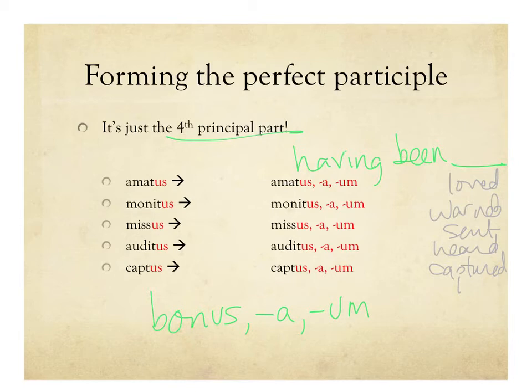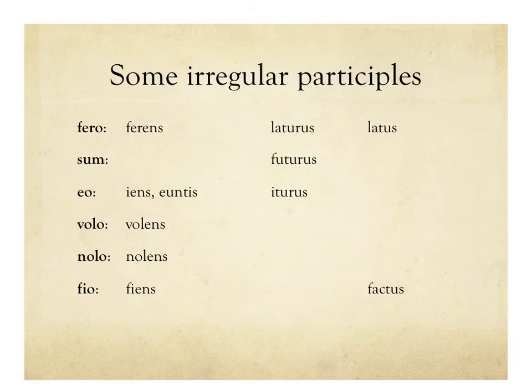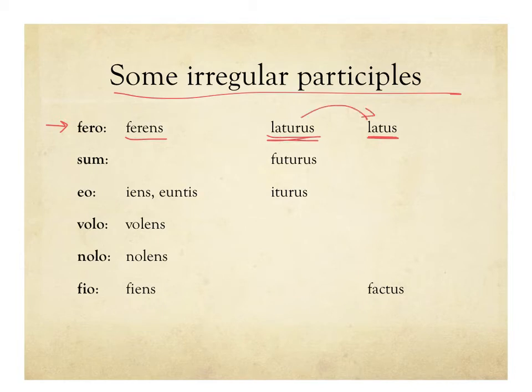Okay, so now we know how to form them. How do we use them? So let's look at that for a minute. Oh, I forgot. We do have, of course, some verbs that have irregular participles. For the most part, they don't have all their participles, or they have participles that look slightly strange. So fero, of course, is weird in all kinds of ways, and ferens is normal, but latus is our perfect passive participle, our fourth principal part, and so the future one will be laturus because it is built from this. Sum only has a future active participle, futurus, about to be.